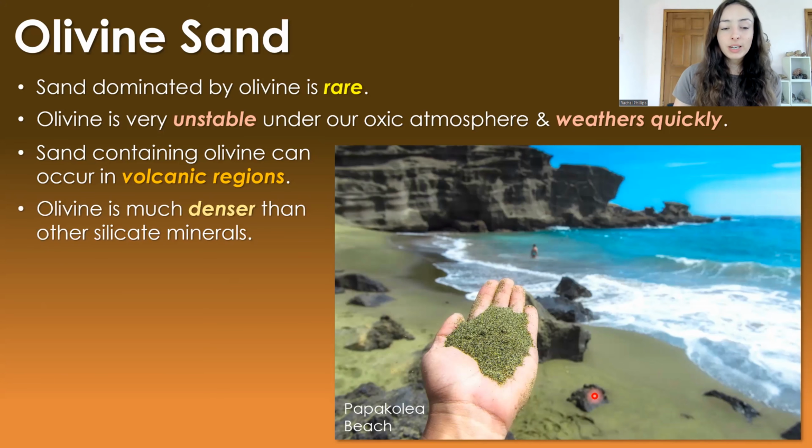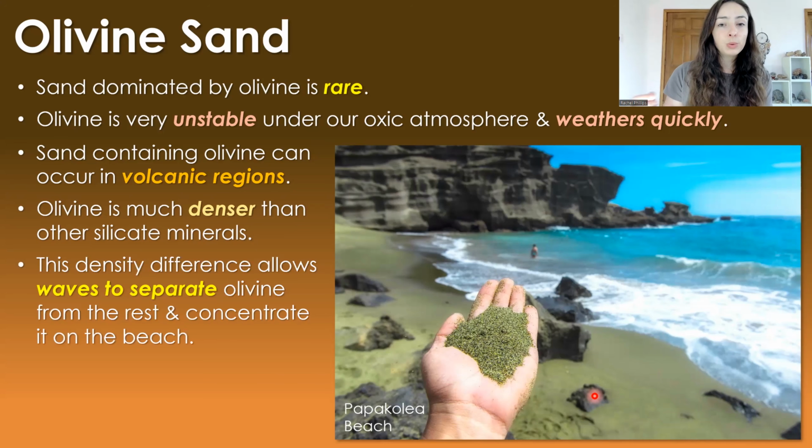But the reason that beaches like this can form is because olivine is much denser than other silicate minerals, and the density difference between these minerals allows waves to separate olivine from the rest and concentrate it at the beach, which is what happened for this beach.